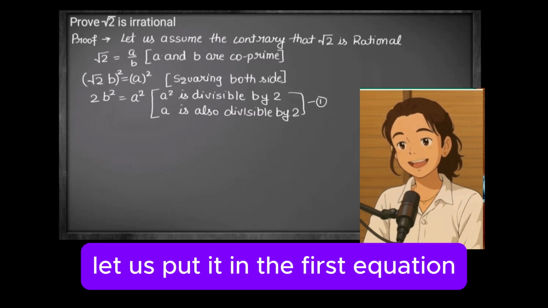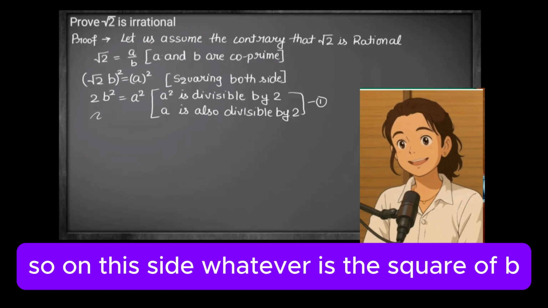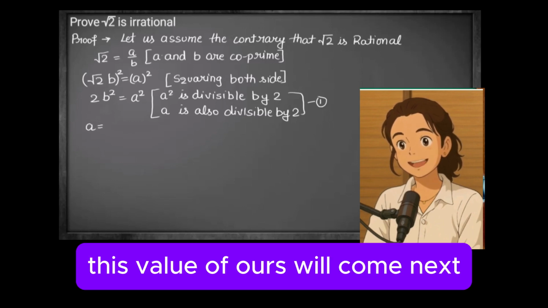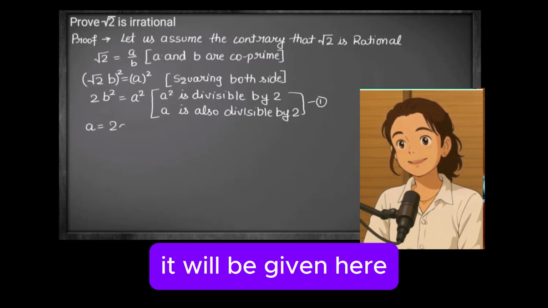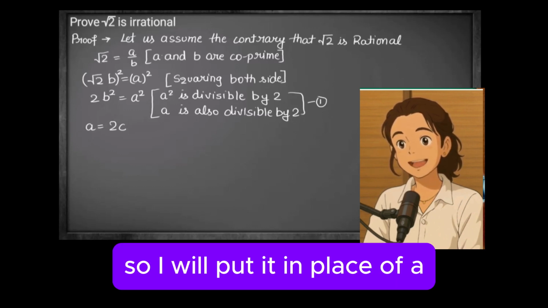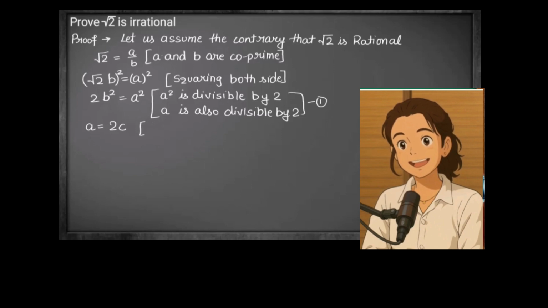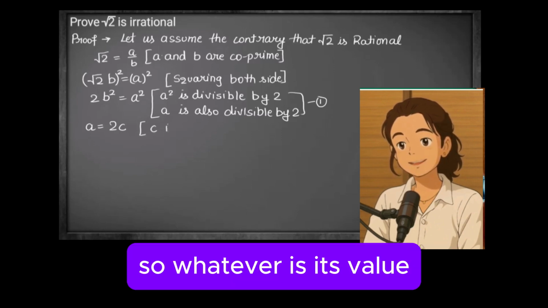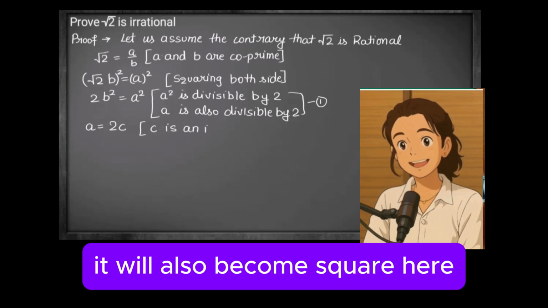Let us put it in the first equation. So, on this side, whatever is the square of b, it will come here, and this value of ours will come next. Here, the square of a: our value of a is 2c, so I will put it in place of a. Then 2c is squared here, so whatever is its value, it will also become squared here.